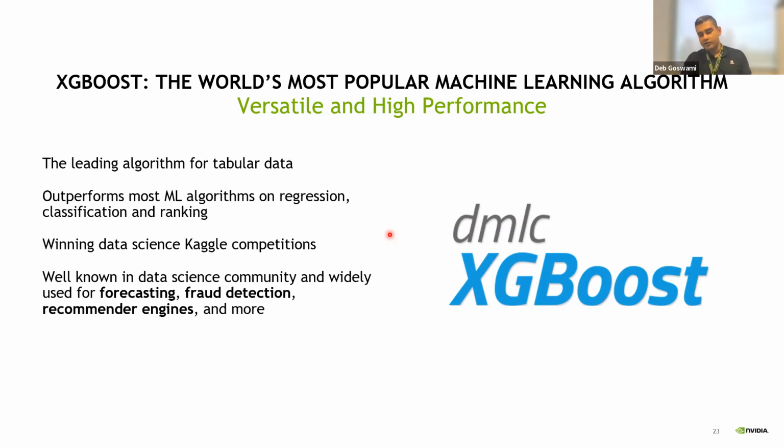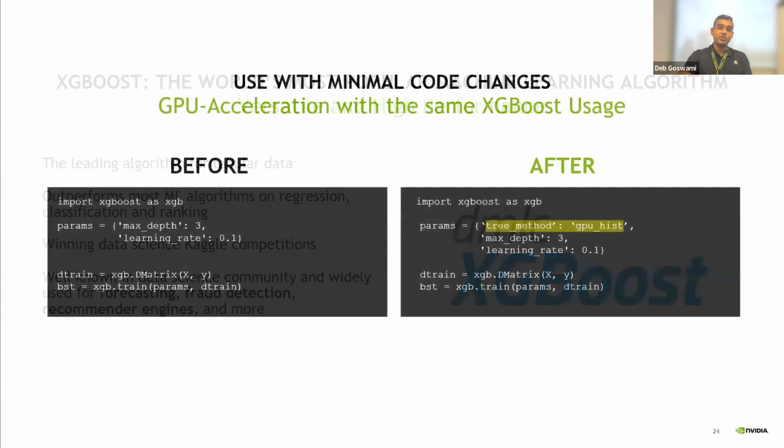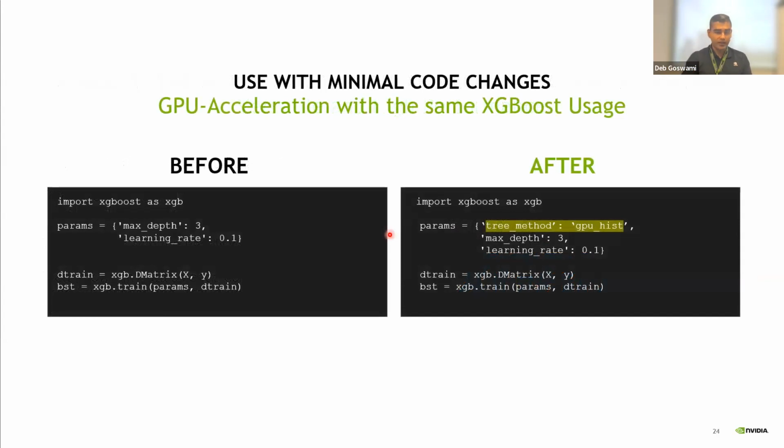And XGBoost is one of the most popular algorithms. It's very versatile. It handles nonlinearity and a variety of use cases. And basically, you can run that on GPU with no change to your code. In fact, on the left-hand side here, you've got XGBoost code on a CPU, and you literally just have to add a tree method GPU hist argument with the same code to be able to run on a GPU with significantly faster training and inference times, right?